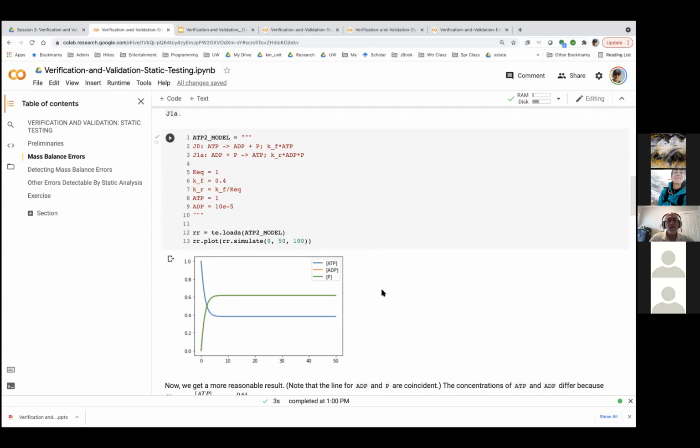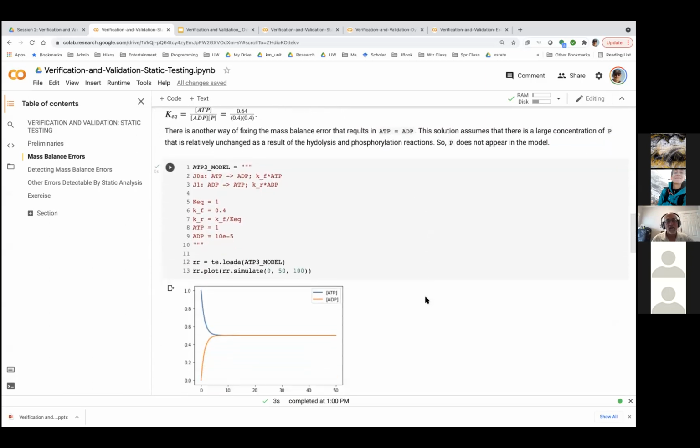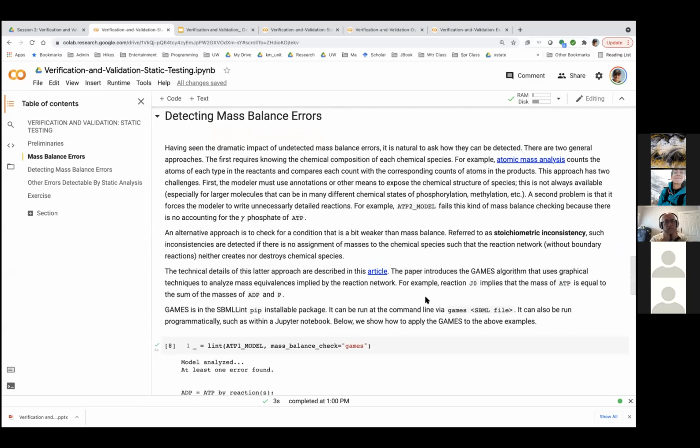Atomic mass analysis would complain. Moiety analysis might complain too if you didn't specify what was implicit. So anyway, just be aware that you have many approaches to solving this. Okay, so one other thing, please.